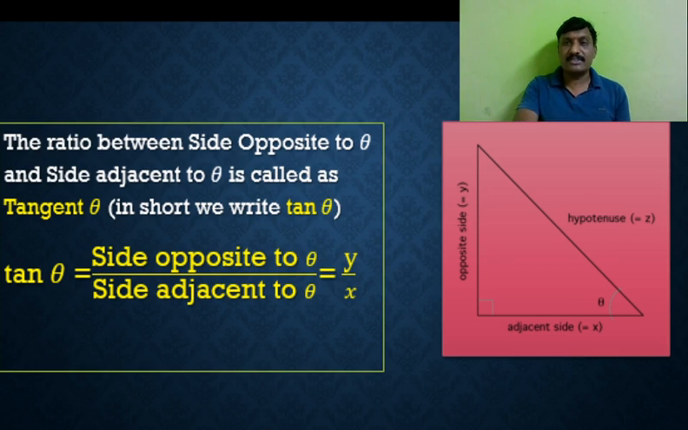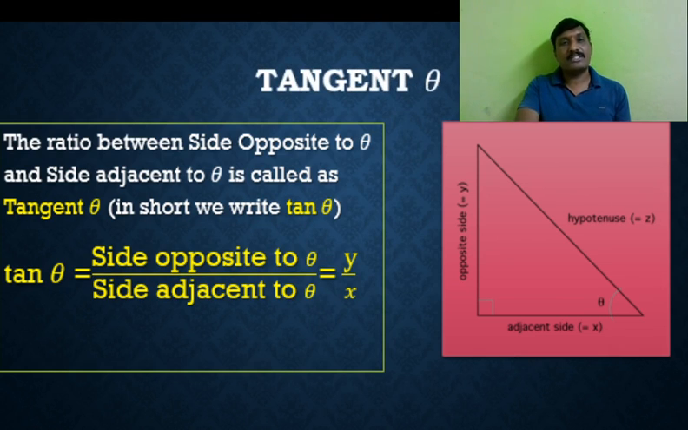In terms of lengths, what is the length of the side opposite to theta? Y units. What is the length of the side adjacent to theta? X units. So therefore, tan theta is equal to y by x. The side opposite to theta by the side adjacent to theta is called tan theta.